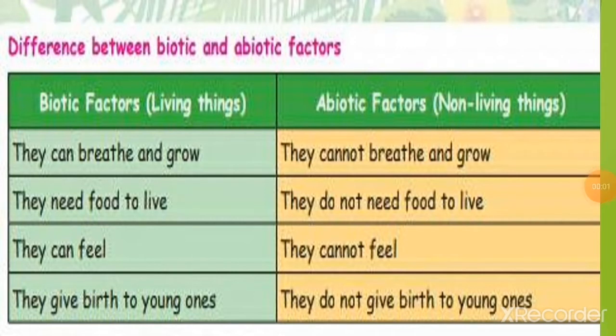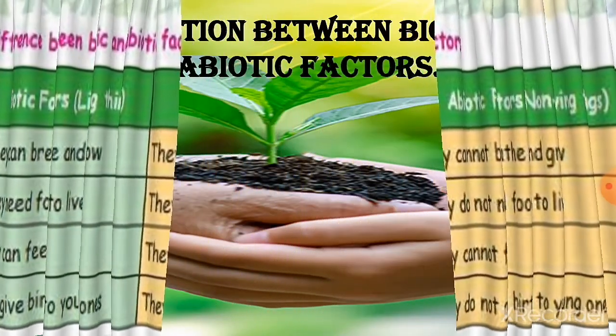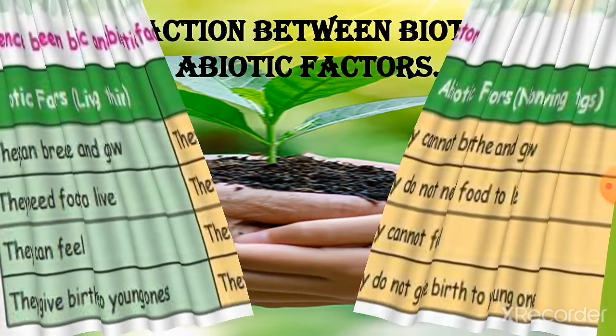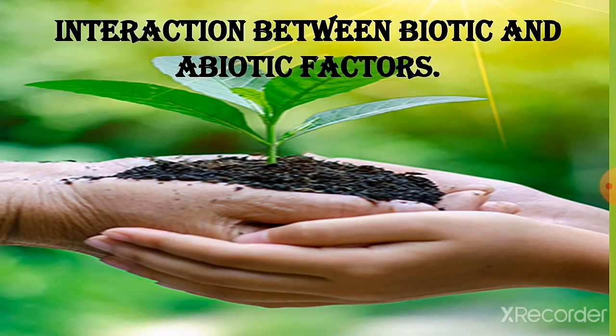So, these are the differences between biotic, that is living things, and abiotic, that is non-living factors. Next, we will see the interaction between biotic and abiotic factors. Here, interaction means the connection between biotic and abiotic factors.